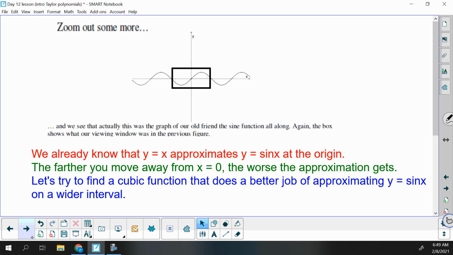But if we flip the page and zoom out more, that actually wasn't a cubic function. So again, we've been tricked. Hopefully you recognize that that looks more like our sine graph. So the box was what we were viewing before, and now we've zoomed out more. So we actually already know that y equals x is a good approximation of sine x near the origin.